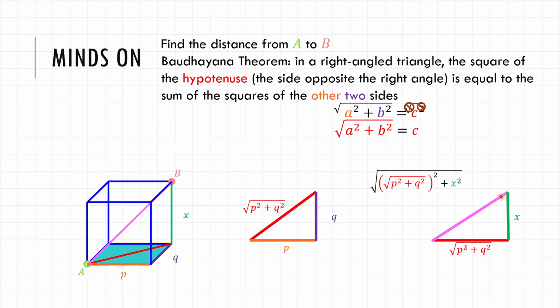So if I were to plug that in here, notice I've got a square root and a square, and just like here, those two will cancel each other out. And I'll end up with the expression for the hypotenuse being the square root of p squared plus q squared plus x squared.